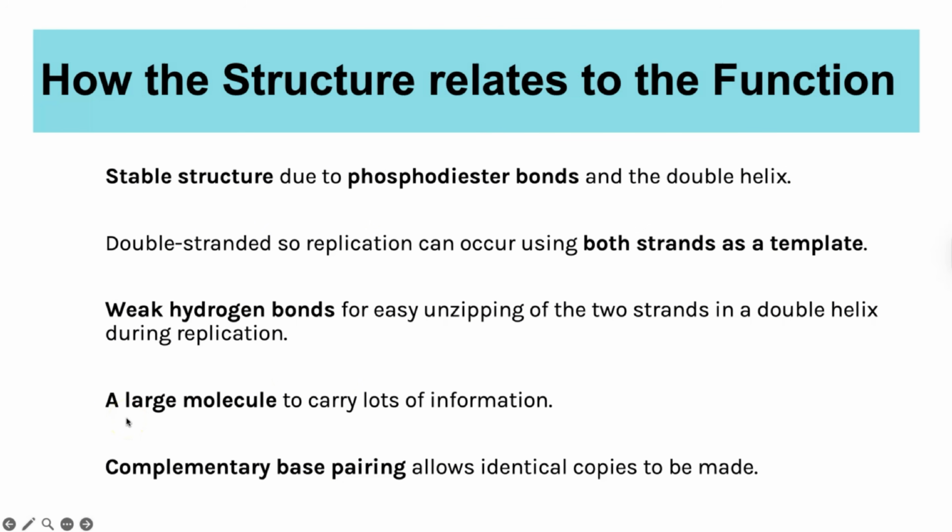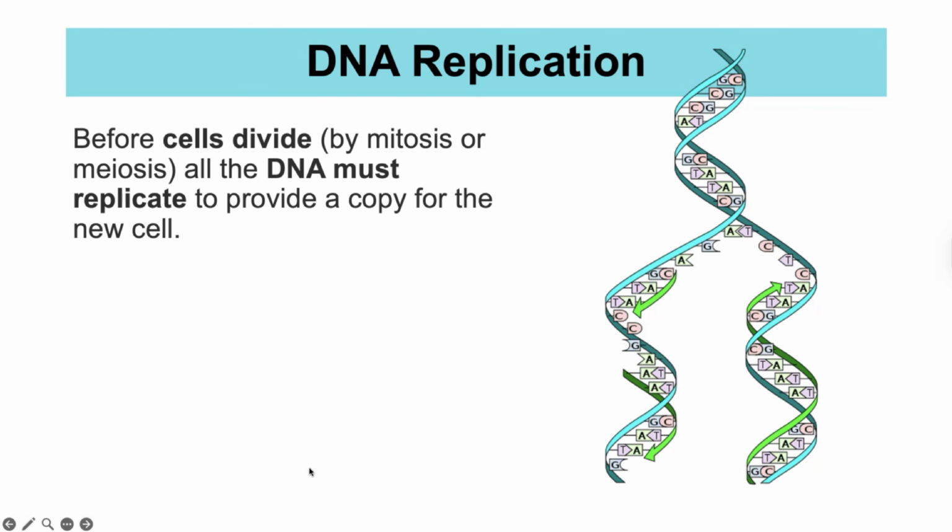It's a large molecule, so it carries lots of genetic information, and those complementary base pairs enable identical copies of DNA to be made. Which takes us on to DNA replication. So before any cell divides or replicates, whether that's by mitosis or meiosis, all the DNA in the cell must double or replicate first of all, so that when the cell divides, each new cell has its own copy of DNA.